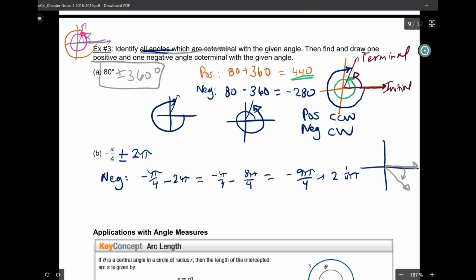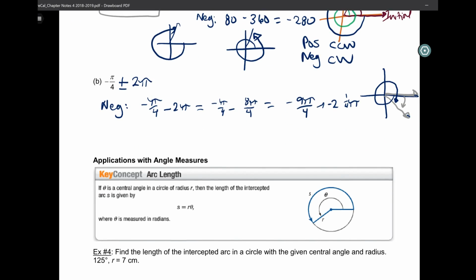I apologize, I made a little mistake. This should have a negative inside. Alright, so negative 2 and 1/4 pi means it goes around all the way once and then goes down by 1/4. So those are coterminal because they have the same start and the same end.